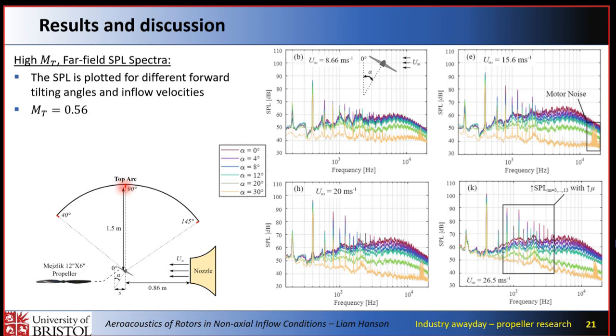So if we look here, this is 8.66 meters per second, one of the lower velocity cases. You've got a clustering of the shallower tilting angles, which are quite consistently loudest, and then a notable drop towards 30 degrees. And then as that inflow increases, you start to see these higher harmonic peaks, particularly in the edgewise flight case, and drops of up to 20 decibels in the broadband levels from a couple of degrees of tilt.